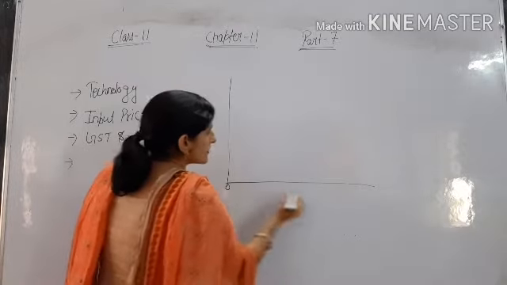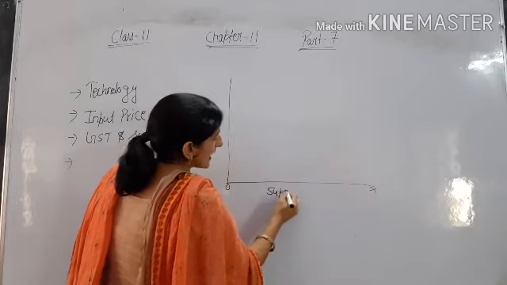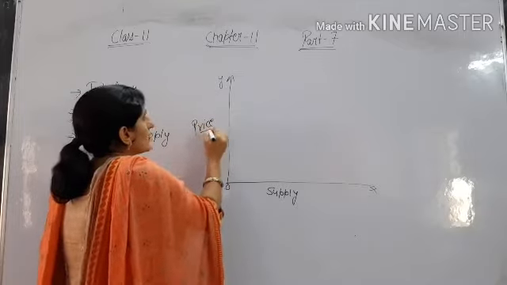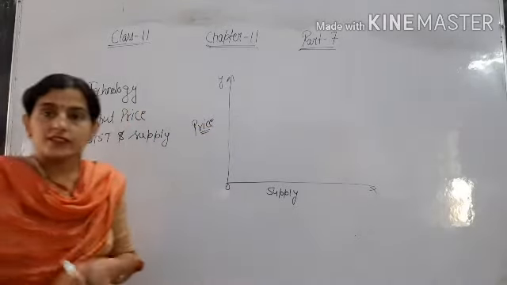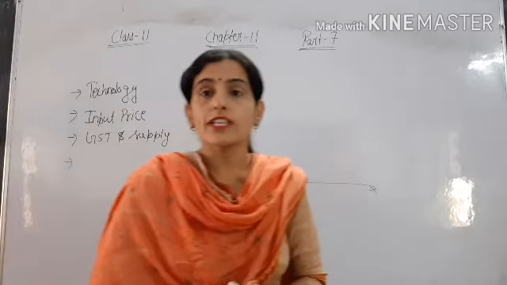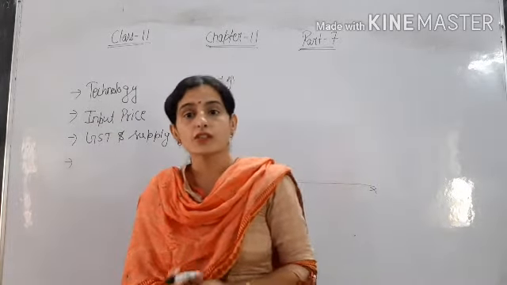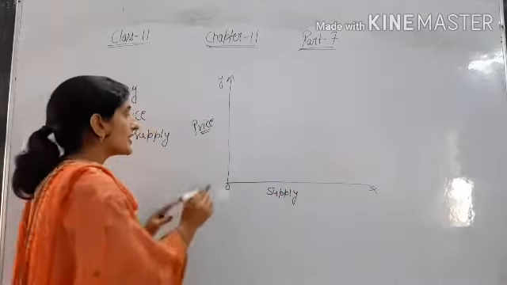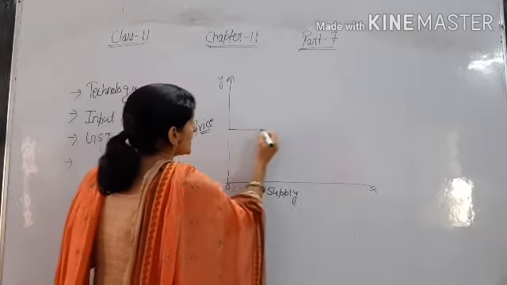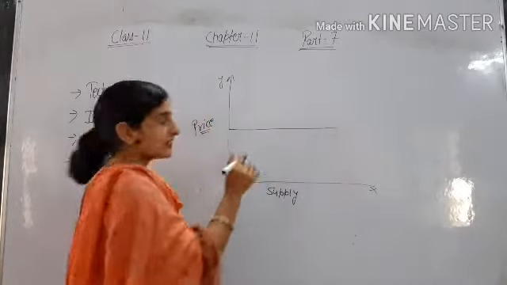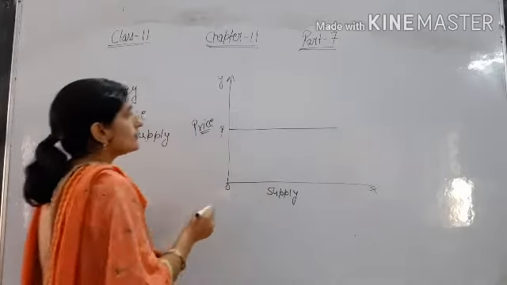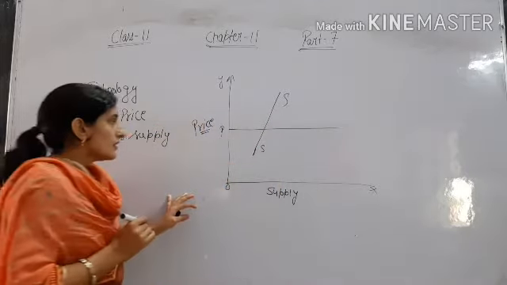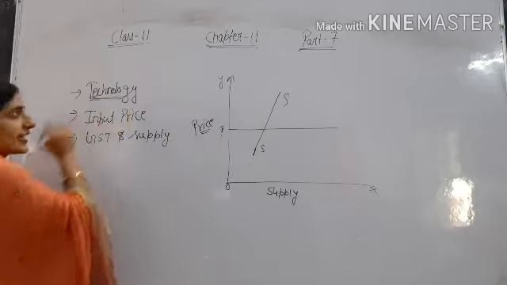So on the OX axis we will take supply, the horizontal axis. On the OY axis we will show price. As we know, when we discuss the other effects or determinants of the supply curve, we assume that the price of the commodity will remain constant. It means the price line is parallel to the OX axis. This is the price, and this is our supply curve. So firstly we will discuss the effect of technology.